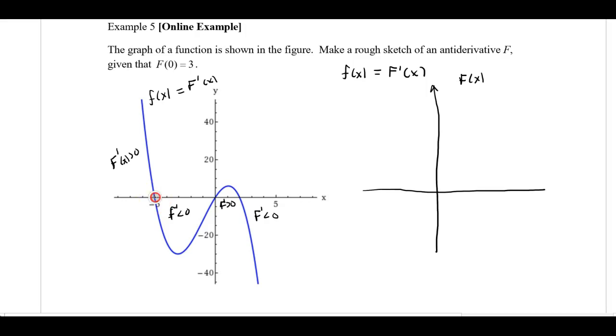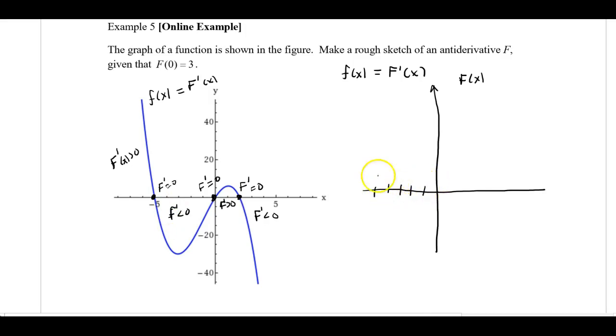Also, at this point and this point, capital F prime will equal 0. So you can see that capital F prime is greater than 0 and then less than 0. So we can see that capital F will be increasing from -infinity to -5, and then decreasing from -5 to 0. In other words, at -5, we're going to have a local maximum because F is increasing, and then after -5 it's decreasing.